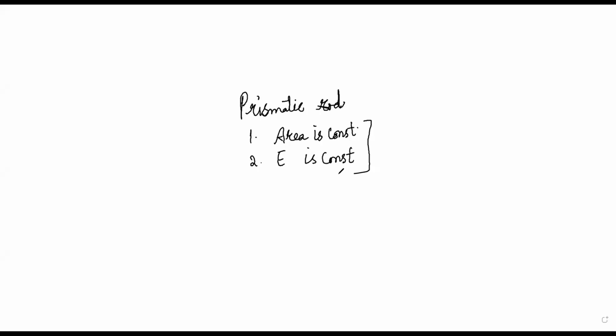A rod in which area is constant, as well as Young's modulus of elasticity is constant. But you know that we also take the product of the two, that is EA, the product of Young's modulus and area of cross section. If in any member the Young's modulus of elasticity and the area of cross section are constant, we also call that member a prismatic member.